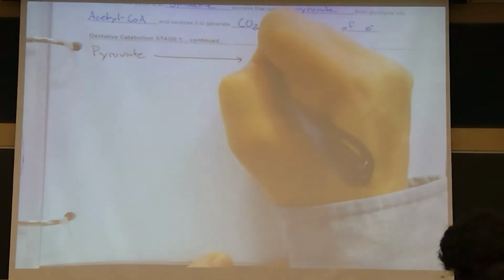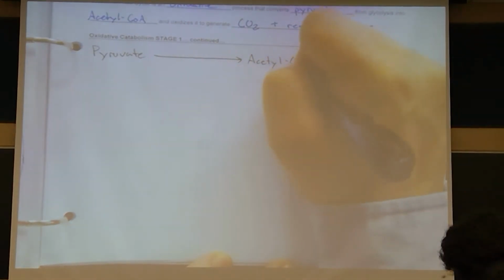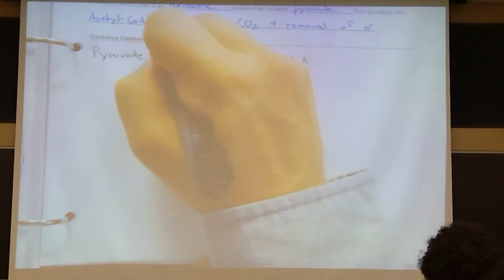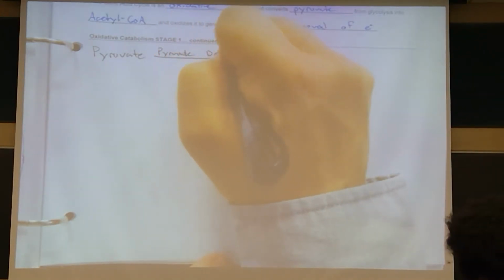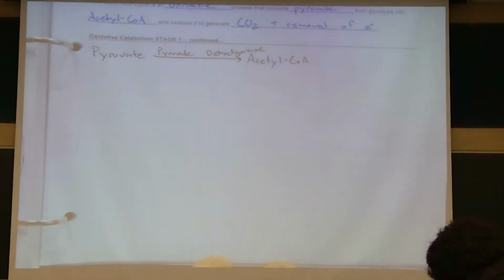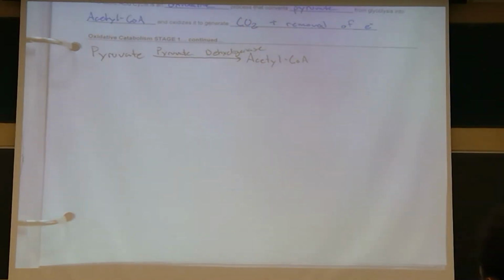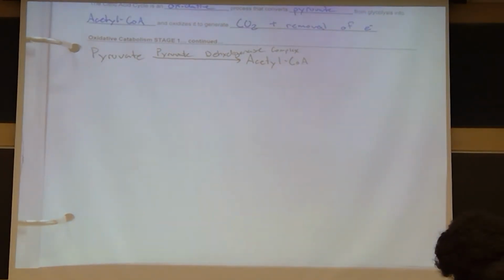Pyruvate is converted to acetyl-CoA, acetyl-coenzyme A, through pyruvate dehydrogenase. When I say pyruvate dehydrogenase, it's not just one enzyme, it's a very complex multimer. I say pyruvate dehydrogenase complex. The pyruvate dehydrogenase complex is a multimer consisting of 3 different types of enzymes. It's not a trimer, it is a multimer, in human cells up to 50 to 100 subunits.